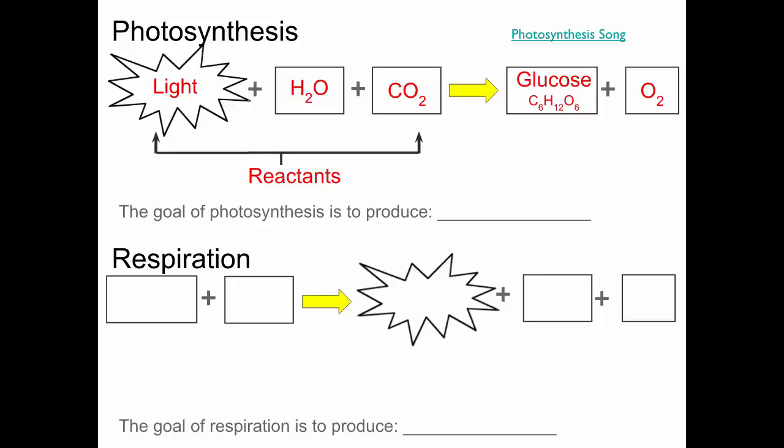So we also mentioned that when we're writing chemical reactions, the reactants are what's on the left side of the yield arrow, and the products are on the right side. So ultimately the goal of photosynthesis is to produce glucose.